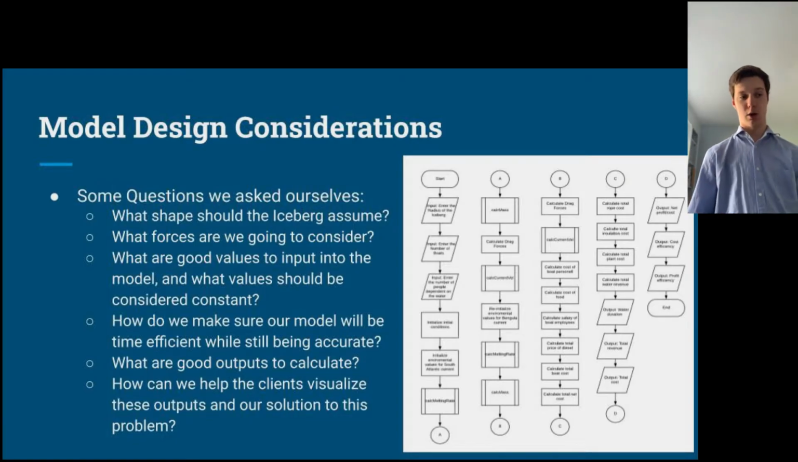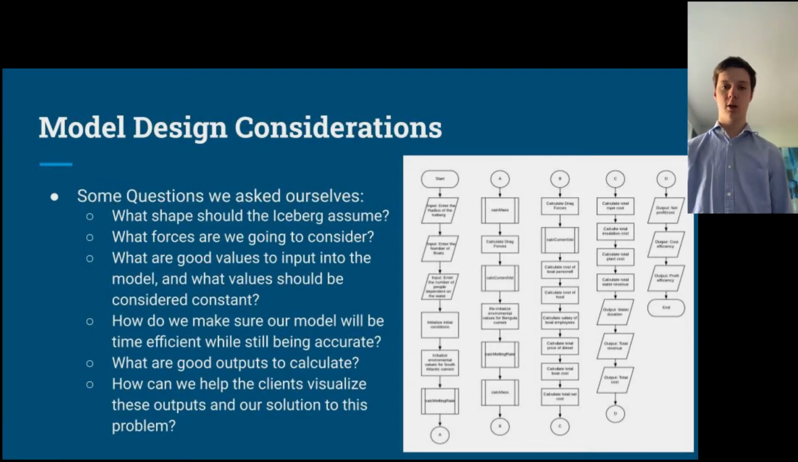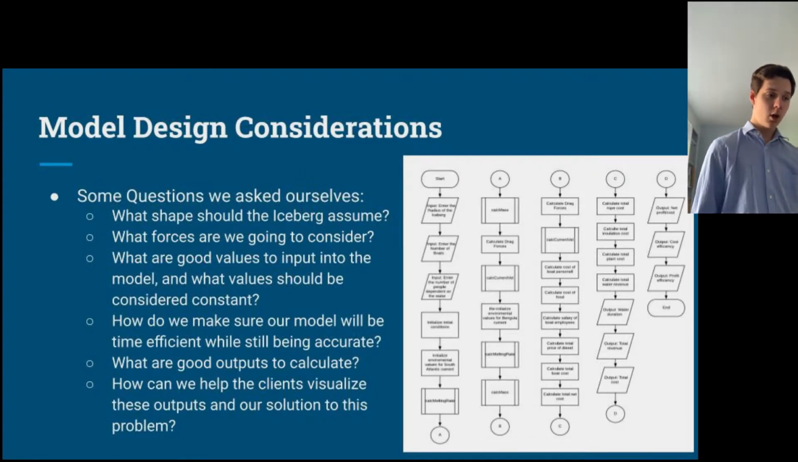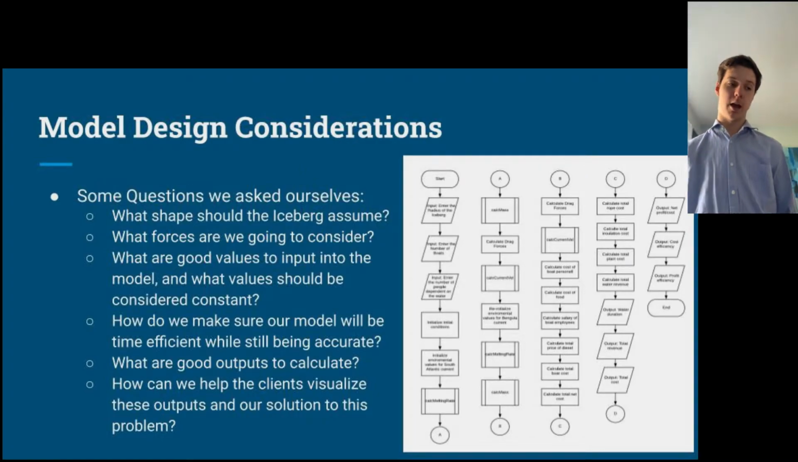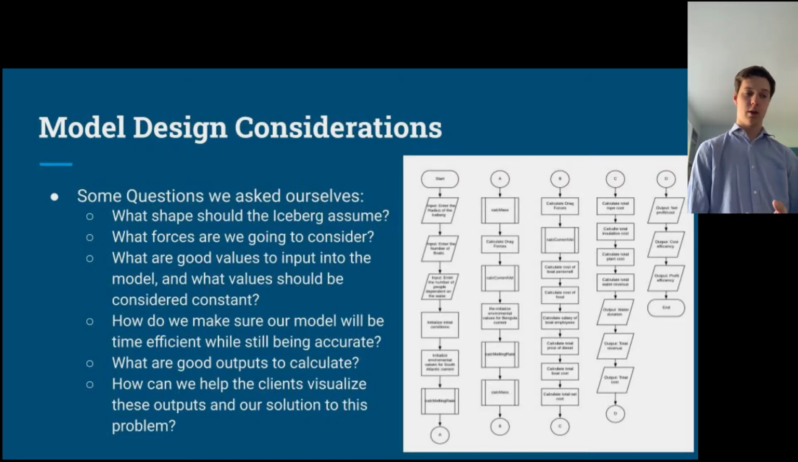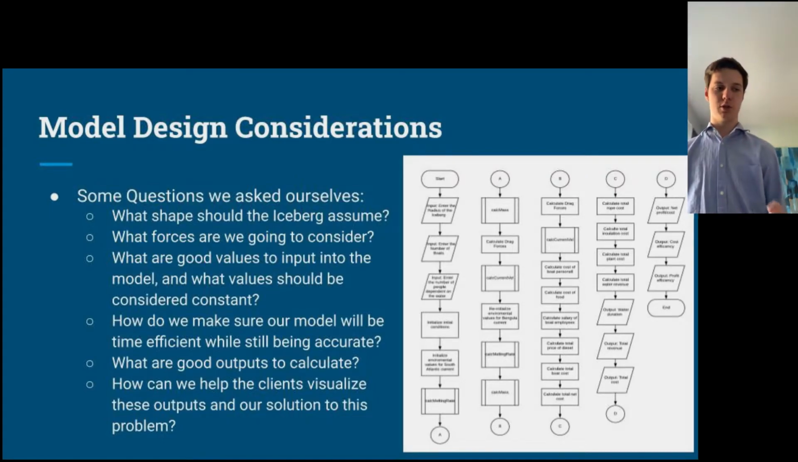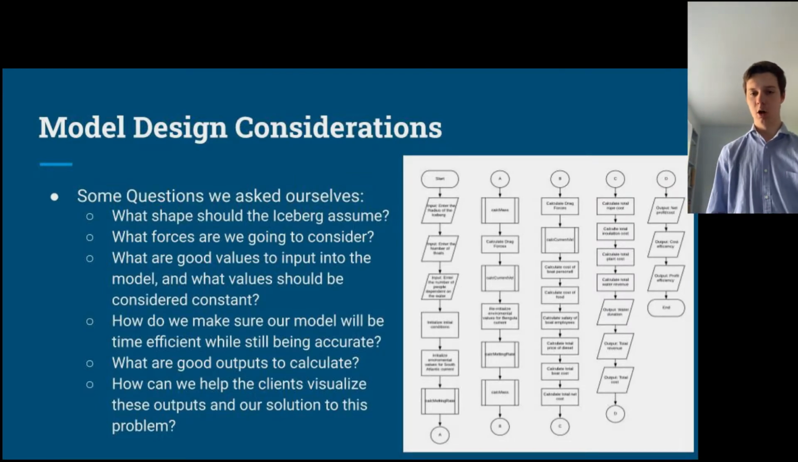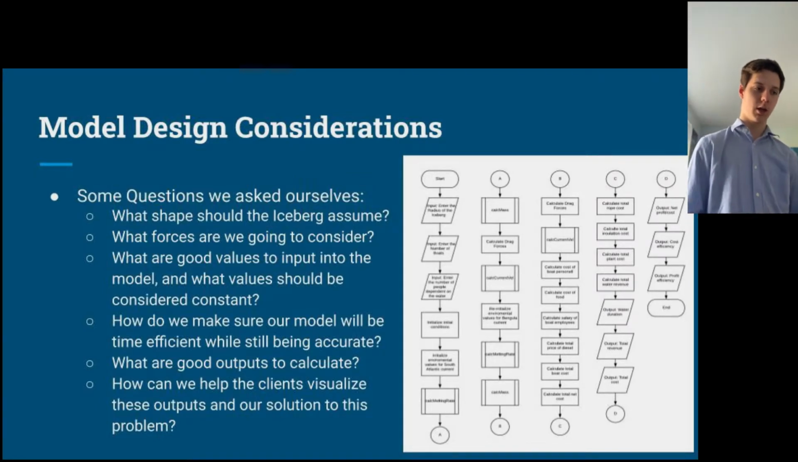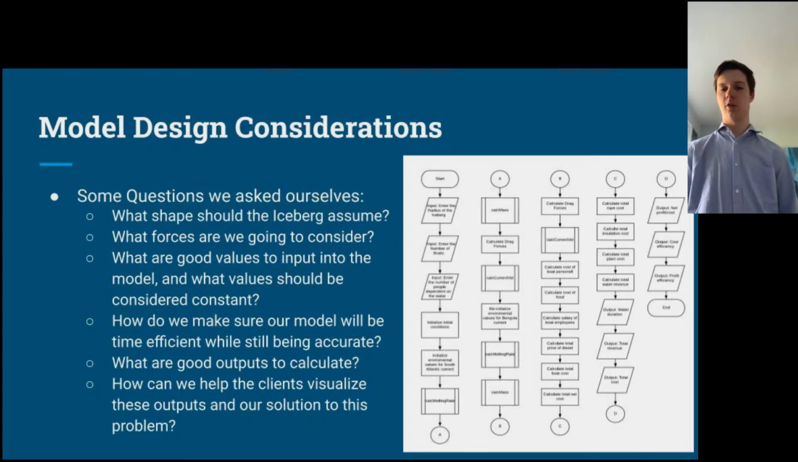Other questions we asked were how to make our model time efficient while still being accurate. So what would be a good time step? What are good outputs to calculate, and what is a good way to present them to the client? And then the last question, kind of similar: how can we visualize these outputs in an intuitive manner to really help the client understand what they're looking at? To start this, we created some pseudocode in the form of a flowchart to organize our thoughts and provide a general outline of the model.